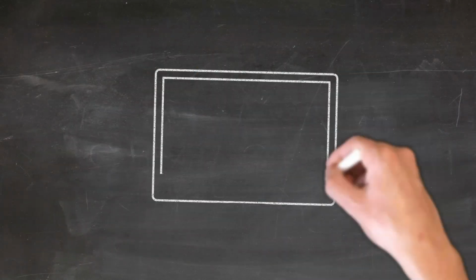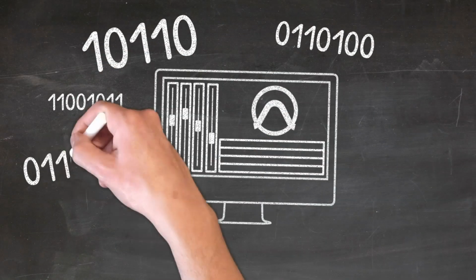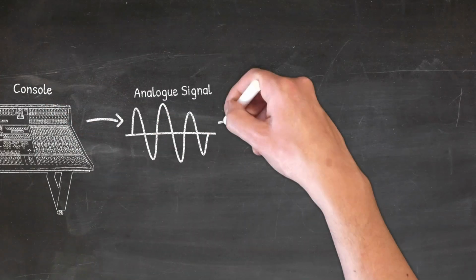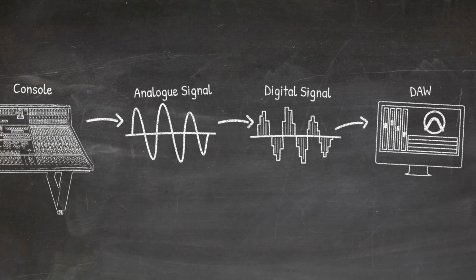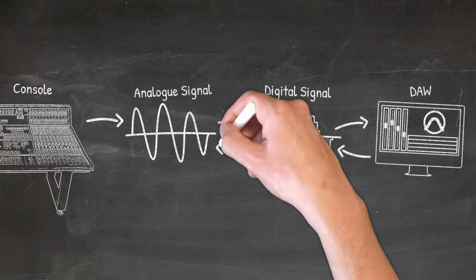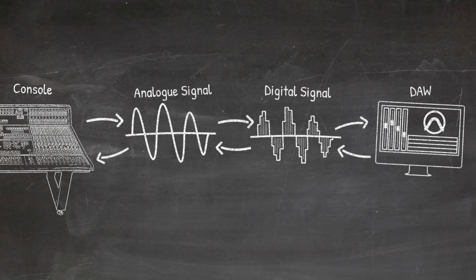Digital audio workstations, or DAWs, can only read digital formats. This means an analog signal must be converted to a digital signal before being sent to a DAW. When sending signals out of a DAW, the digital signal must be converted into an analog signal so that it can be used by analog equipment.